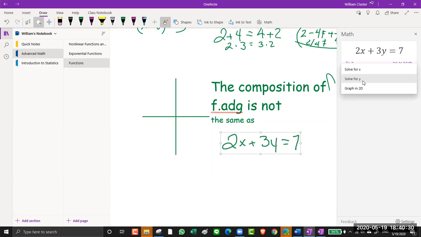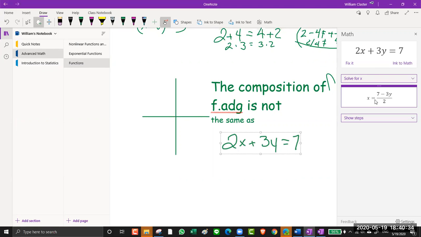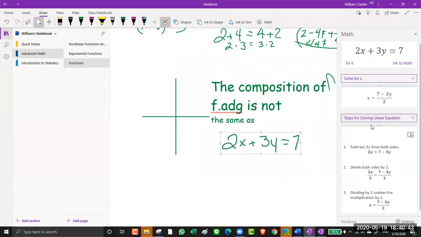And then you can do things like this. You can solve for x, for example, and it gives you that. And if there are more, oh, here, it shows you the steps if you want to. You can see them like that. It tells you how to do it. Okay, so that's kind of fun.